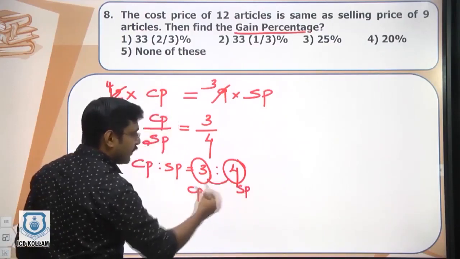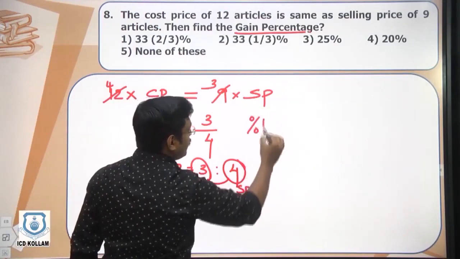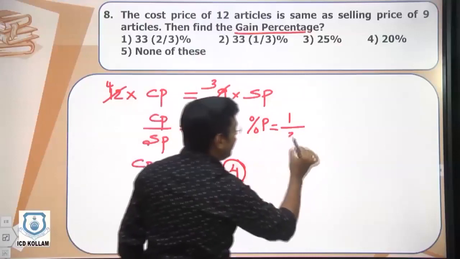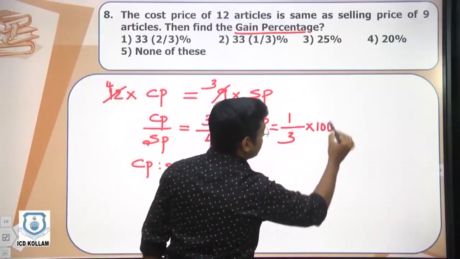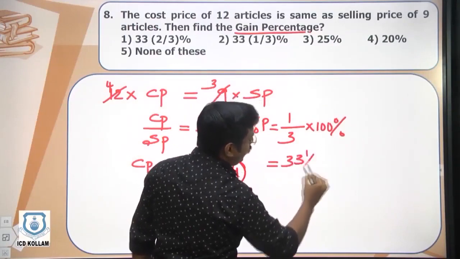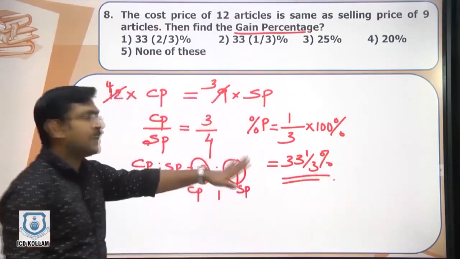Then the profit will be the difference of these, that is 1, right? So I am going to find the profit percentage. Profit percentage is equal to profit, the difference here is 1, divided by CP, that is 3, into 100%. As a result, 100 by 3, which is equal to 33 1 by 3% profit. So for this question, the answer is 33 1 by 3%.